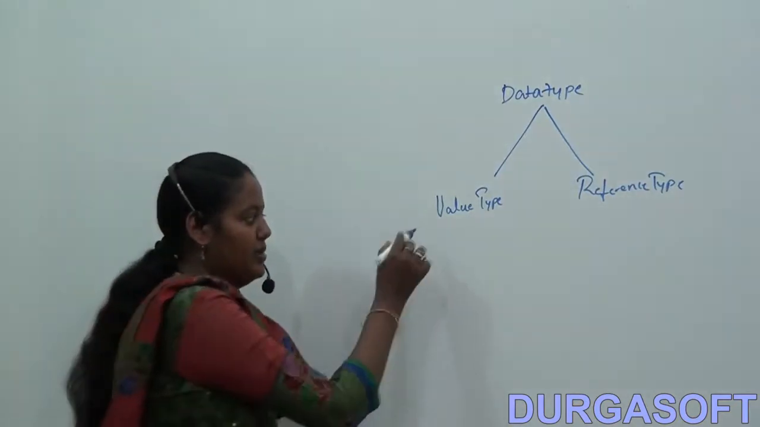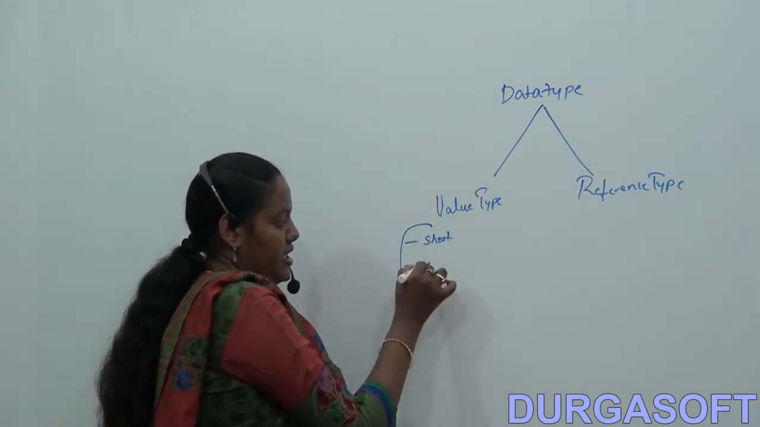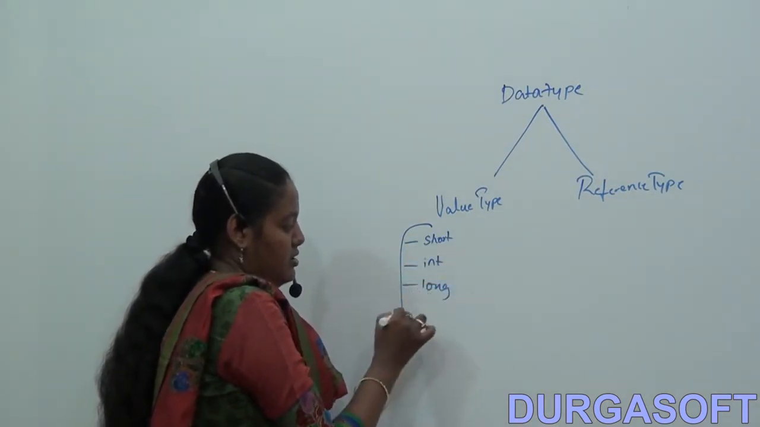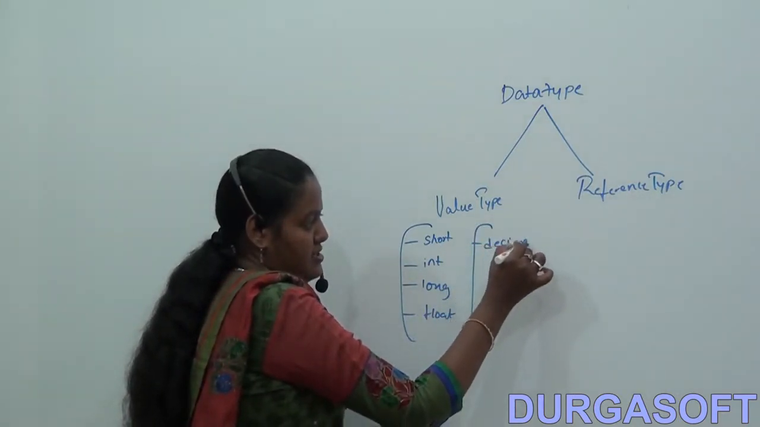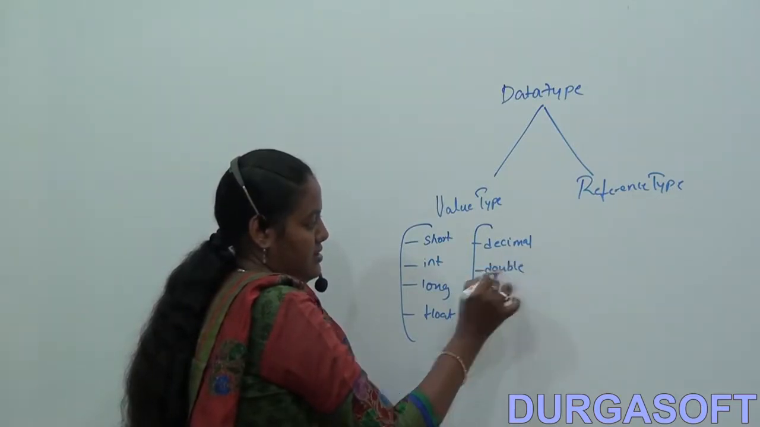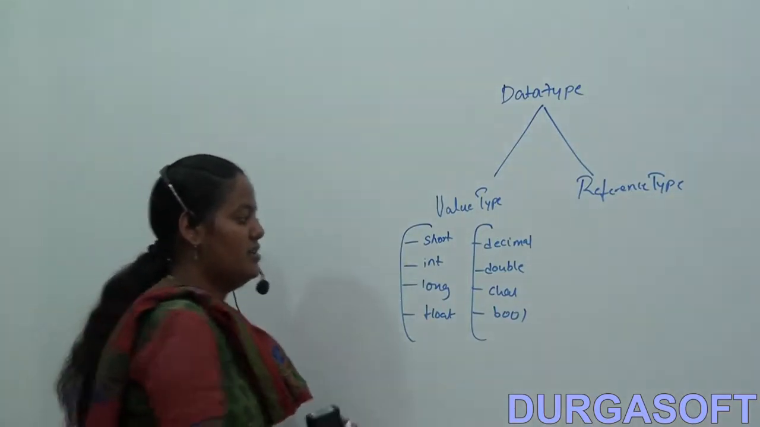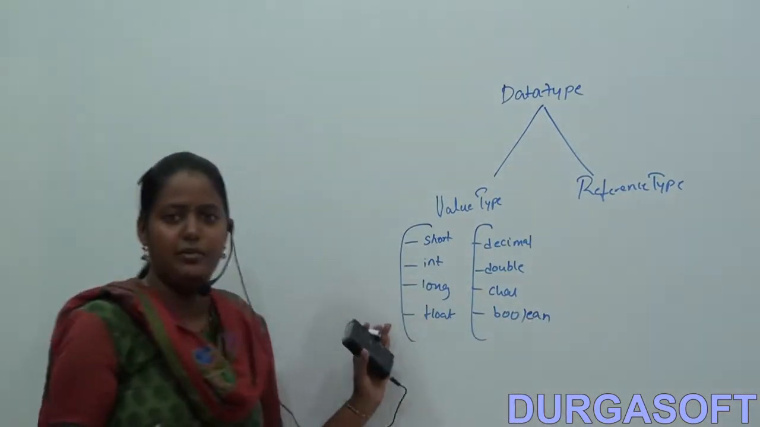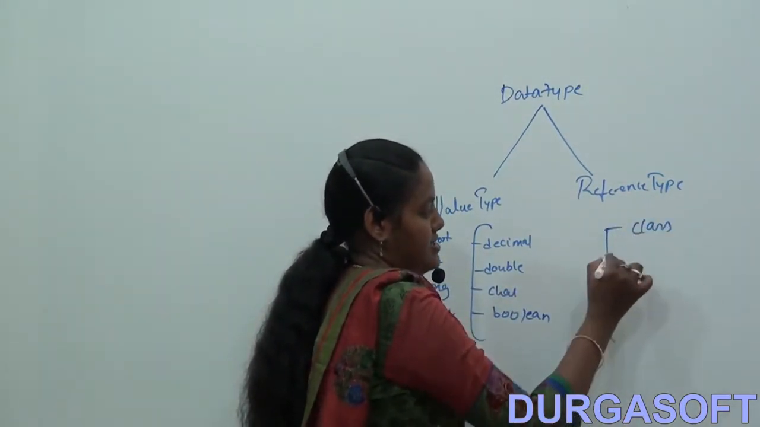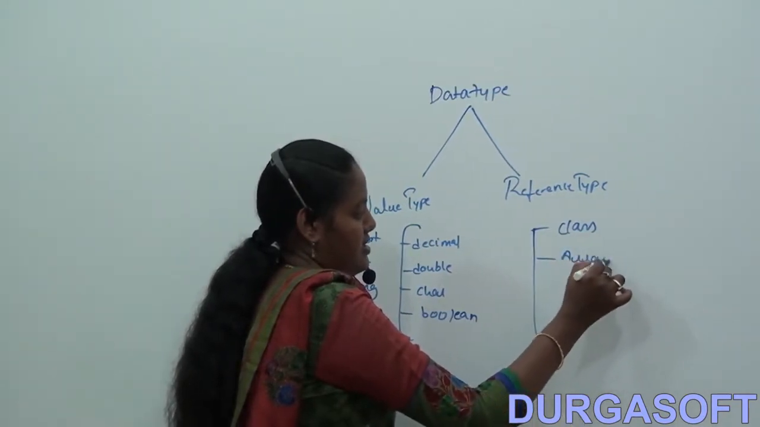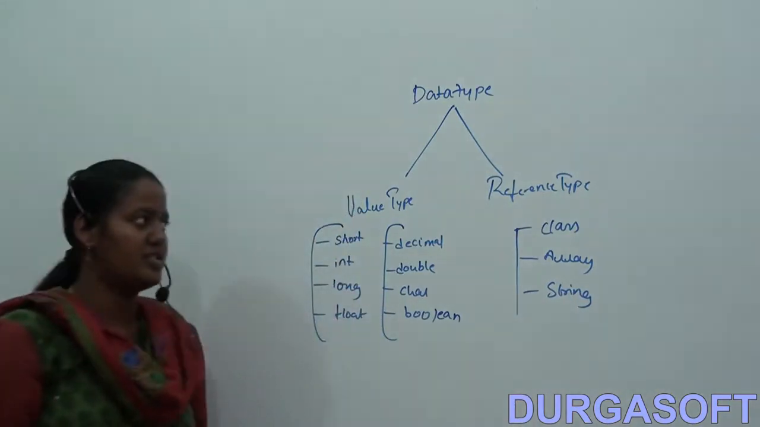In the value type, we will be having short, int, long, float, decimal, double, char, bool. All these come under the value type data types. And coming to the reference type data types, you will be getting class, array, string. All these are reference type data types.